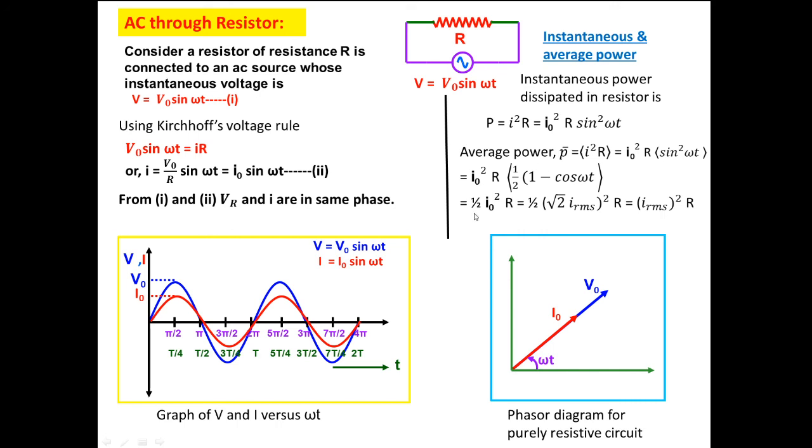So the average power is half of I naught square R, and this I naught is root 2 of IRMS, which is the virtual current or the effective current. So it is IRMS square R. It is about the resistive circuit.